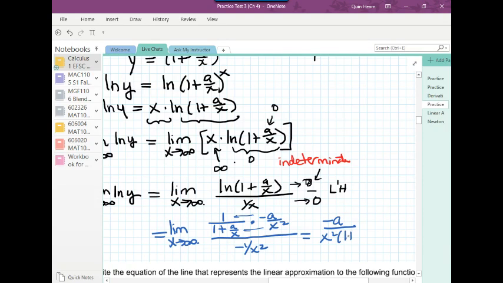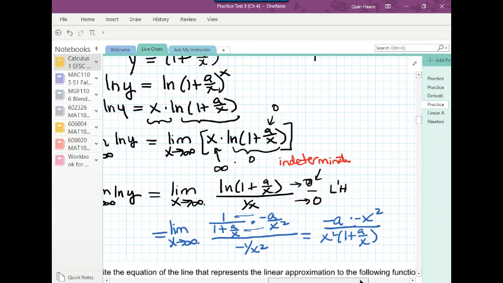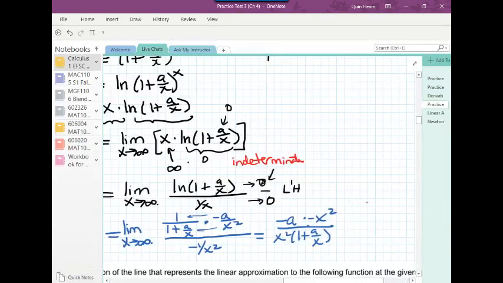Okay, so let's go ahead and say this is going to be equal to the limit as x goes to infinity of the derivative of natural log of 1 plus a over x, which is 1 over 1 plus a over x, times the derivative of 1 plus a over x, which is negative a over x squared, over, and then we have 1 over x, whose derivative would be negative 1 over x squared. Okay, so it looks like we have a little simplifying to do.